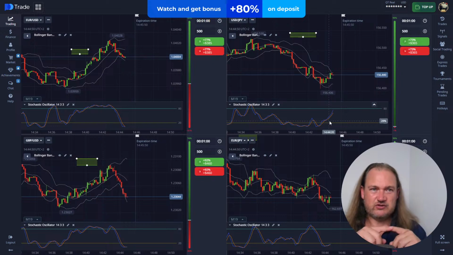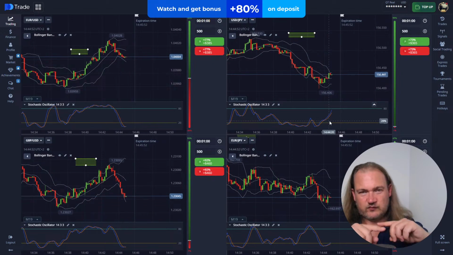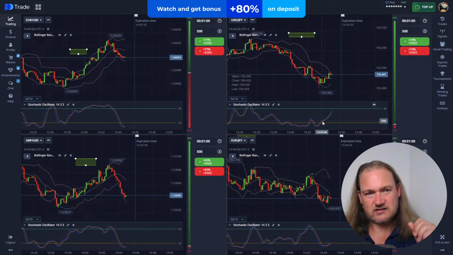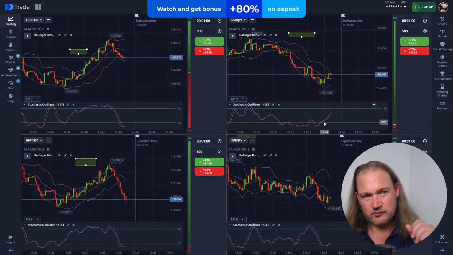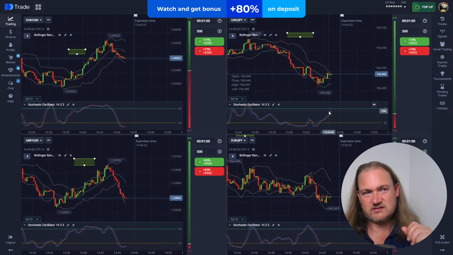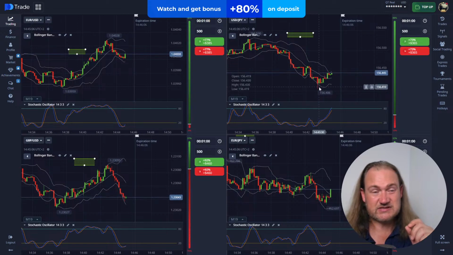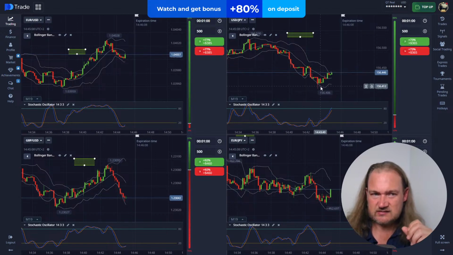Okay, so for the stochastic, just to make that little jump down, the K line needs to come down, make a new low here like this. So it needs to cross and then jump back upwards. And this is what we need for this specific strategy. This is the setup for this.